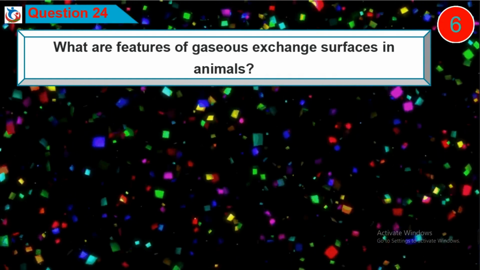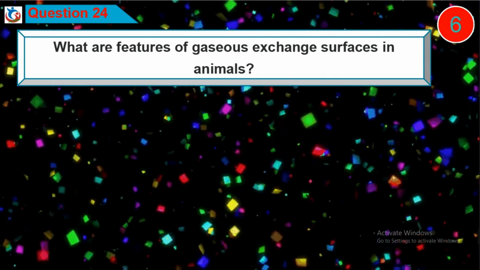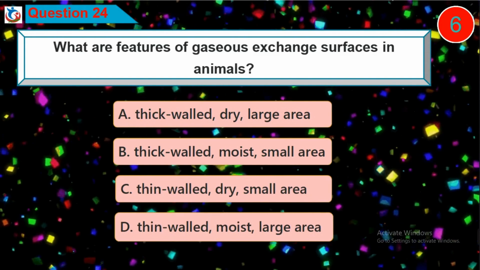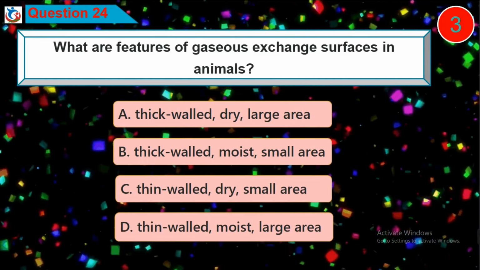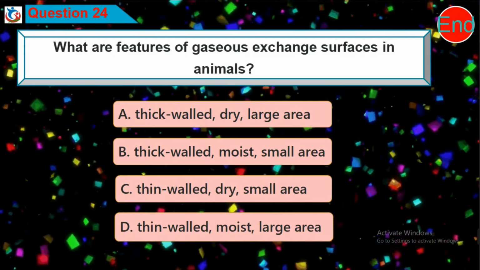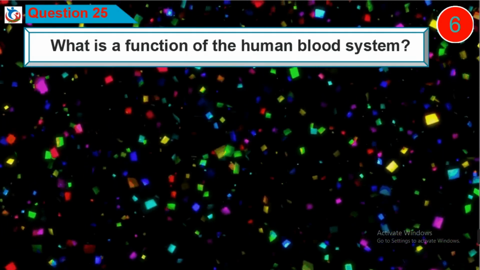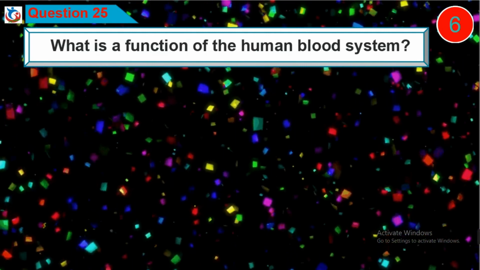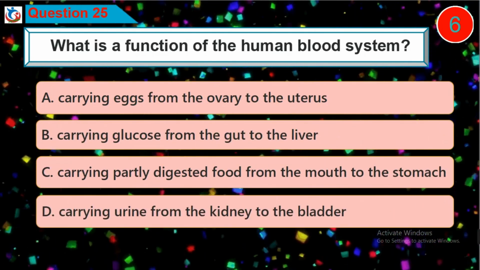Question 24. What are features of gaseous exchange surfaces in animals? Is it option A, B, C, or D? Question 25. What is the function of the human blood system? Is it option A, B, C, or D?